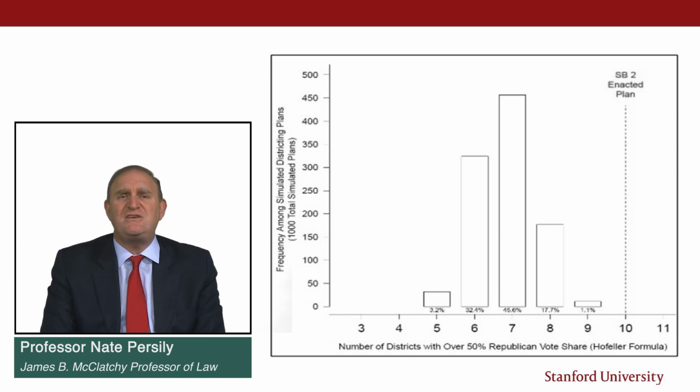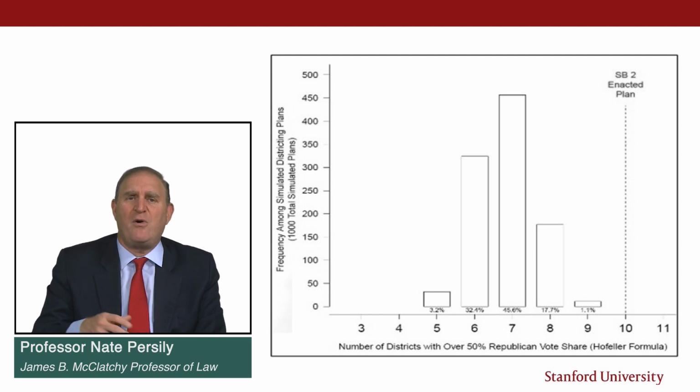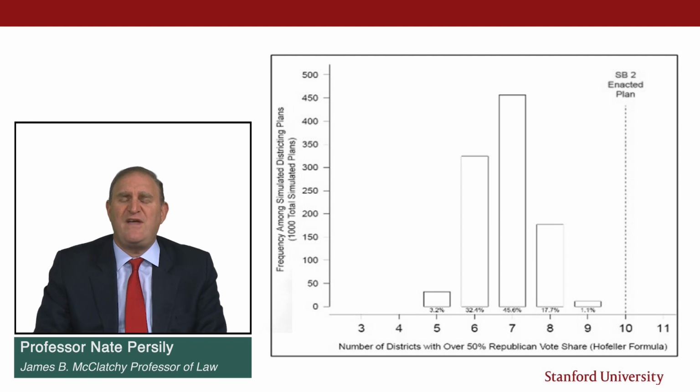So the definition of partisan bias is the difference between each party's share of seats and 50% in a hypothetical perfectly tied election. For example, if a party would win 55% of a plan's districts if it received 50% of the statewide vote, then the plan would have a bias of 5% in that party's favor.